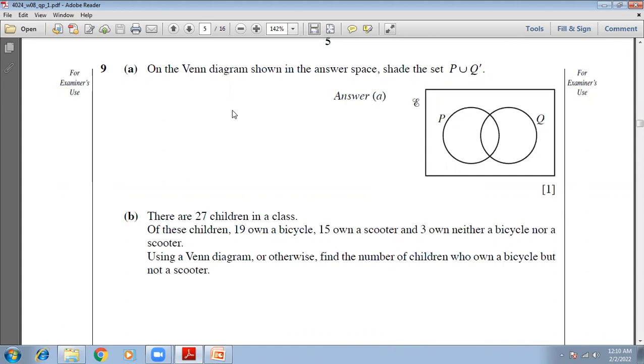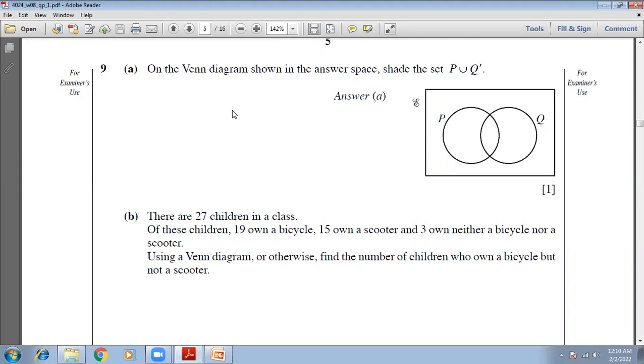On the Venn diagram shown in the answer space, shade the set P union Q complement. Q complement means the whole of the room or the home. So Q complement means the whole of the rectangle. You shade the whole of the rectangle other than the Q, so everything outside the circle Q.